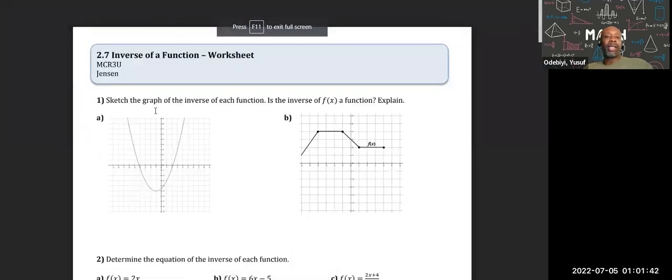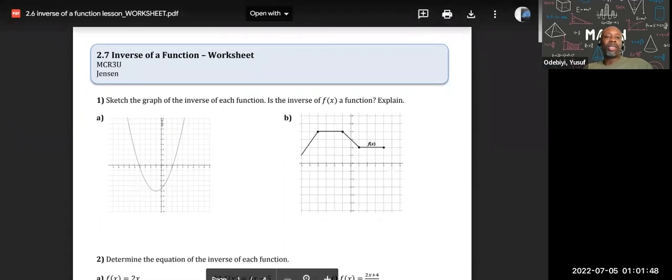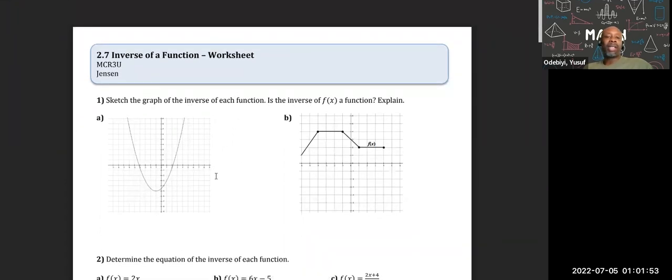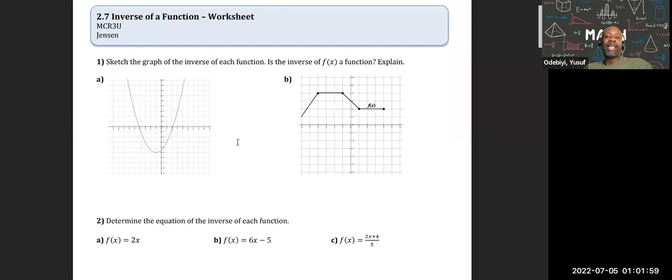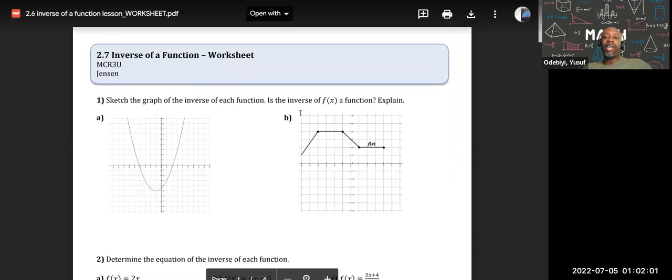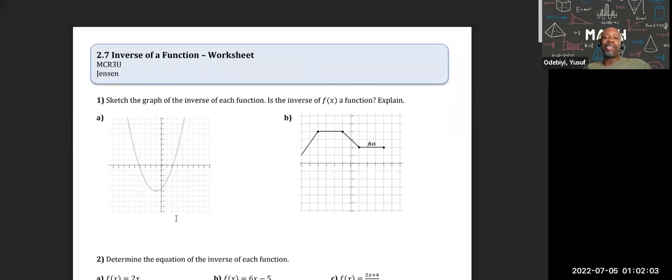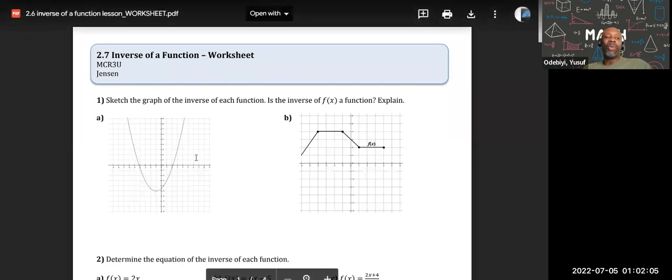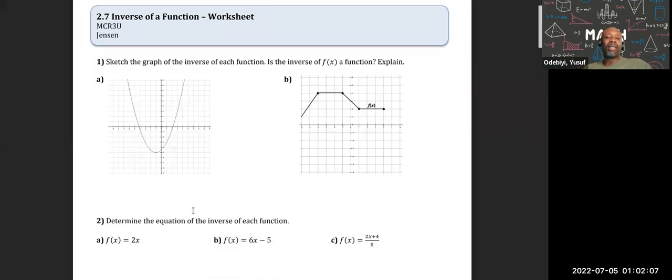Okay, so here, inverse. You're going to go through each of these questions and sketch the graph of the inverse of the function. Then it's asking, is the inverse actually a function? And we know using the line test, you can tell.